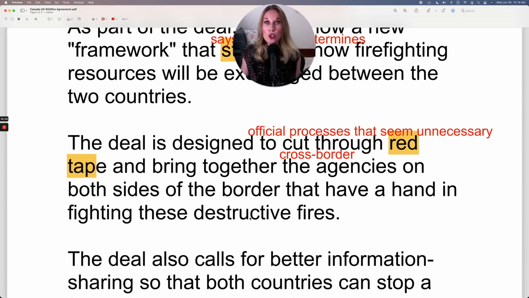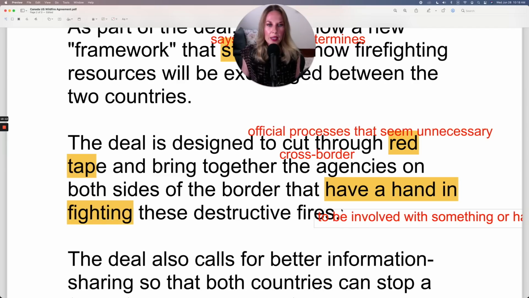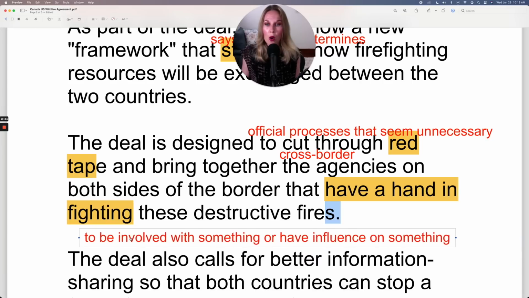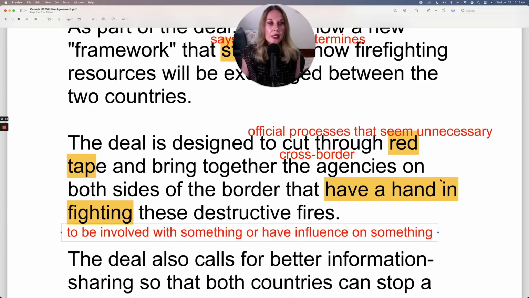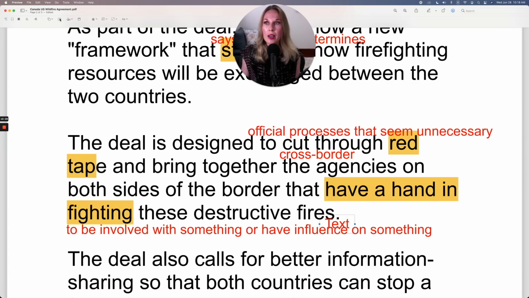that have had a hand in fighting these destructive fires. To have a hand in something or doing something is an idiom, and it means simply to be involved with something or have influence on something. And notice, in is a preposition, so the verb will be a gerund verb, ing. But you can also use a noun. So you might say, who had a hand in the party?